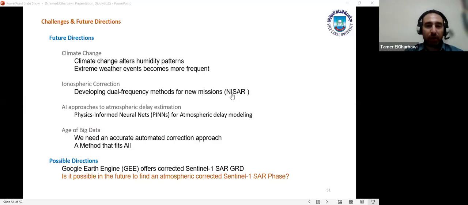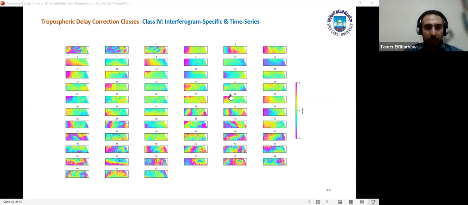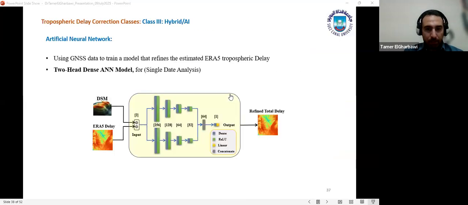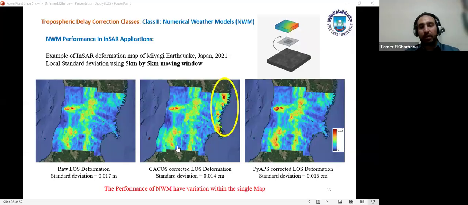I presented part of our work here. This is the local standard deviation. We can see that this is the local standard deviation for the pixels. Yes, the GACOS actually performed quite nicely. It reduces the standard deviation from 17 millimeter to 14 millimeter.